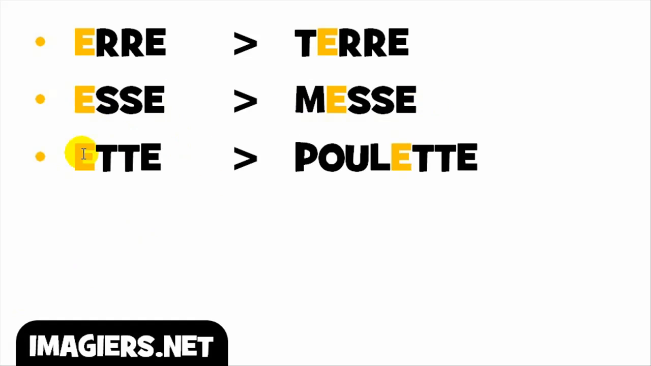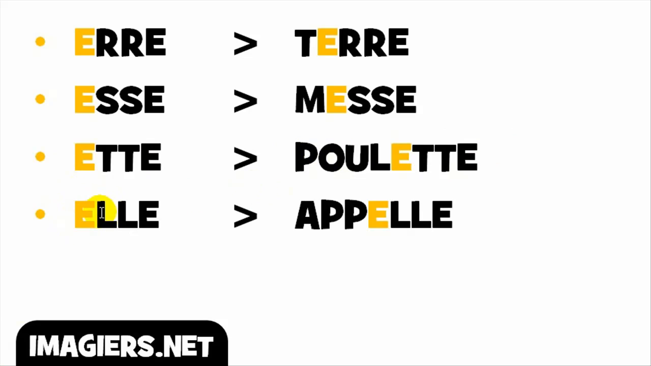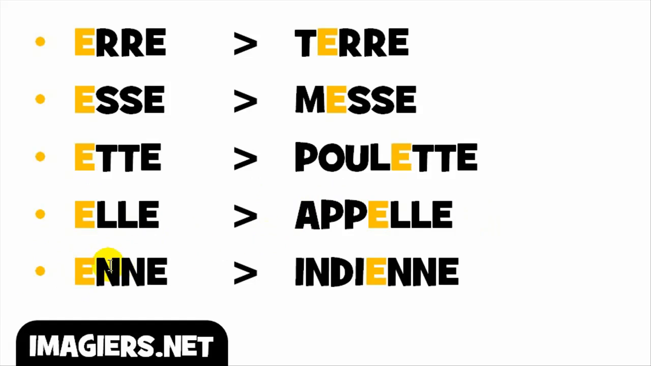Next example, here you get E double T and then et, et. And the word poulette, poulette. Next one, E and then double L, L, L. And then you get the word appel, appel. And the last one here, E and then double N, N, N, and then you combine it with E here, so you will have this yen, yen. So the full word goes like indienne, indienne.